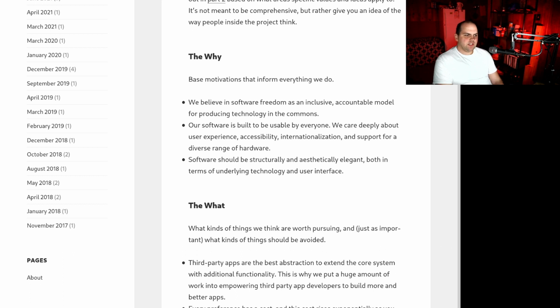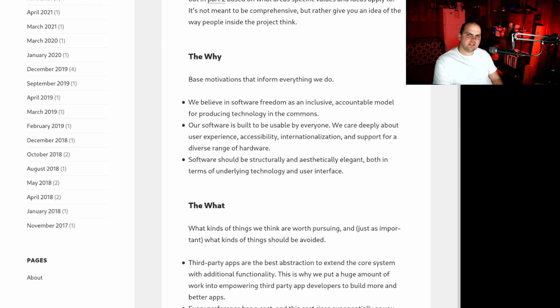Accessibility, cool, okay. Internationalization, I guess. And support for a diverse range of hardware, which the kernel does a better job than your desktop environment ever will, but that's a debate for another day. Software should be structurally and aesthetically elegant, both in terms of underlying technology and user interface, but we're using JavaScript in our desktop environment. I don't know if that's structurally or aesthetically elegant in the underlying technology. I mean, I guess it makes some things easier.